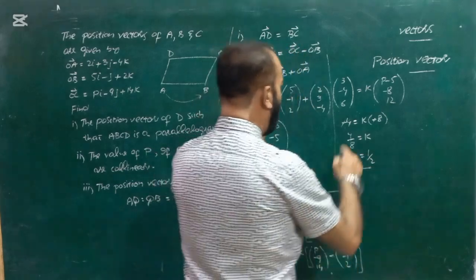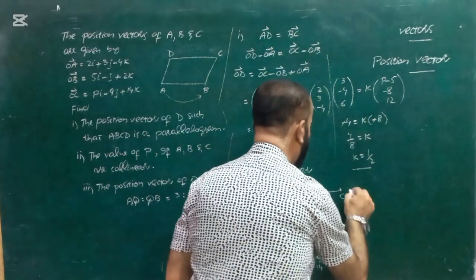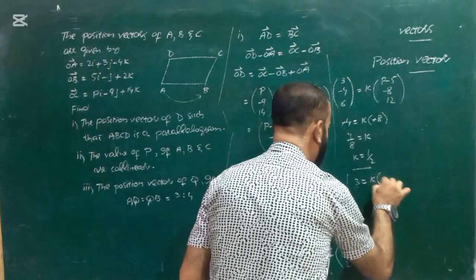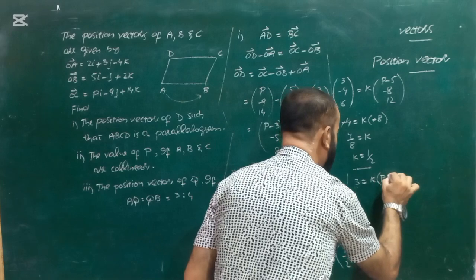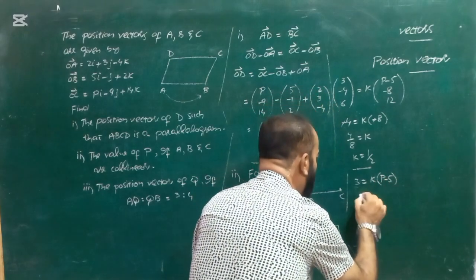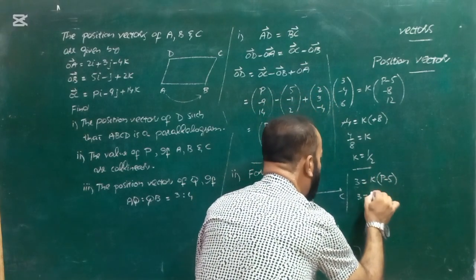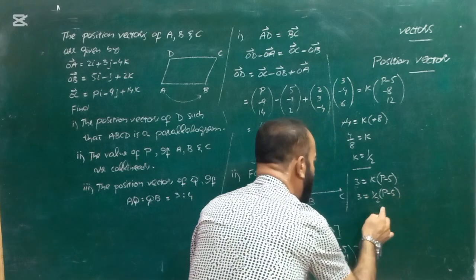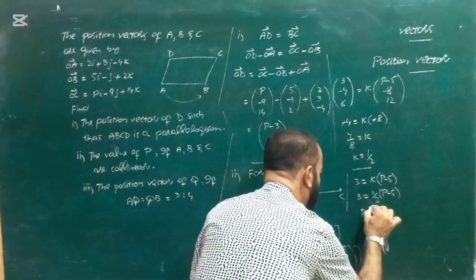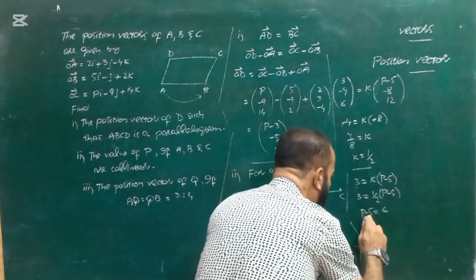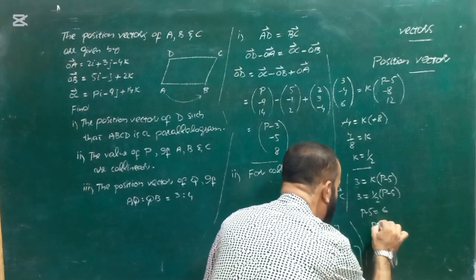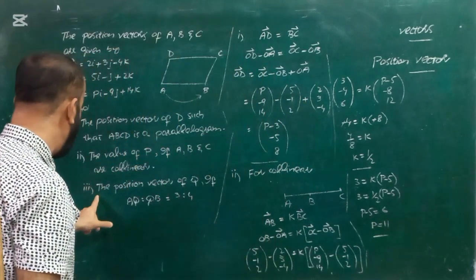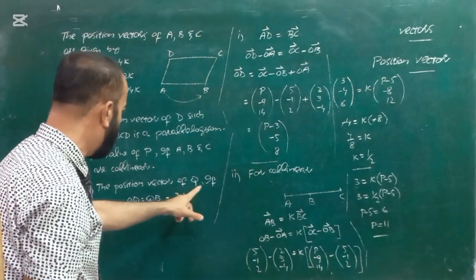Okay, now taking the first value, so 3 is equal to k times of p minus 5. So putting values here, 3 equal to k is 1 by 2 into p minus 5 is still there. So p minus 5 will be equal to 6. And from here minus 5 will go to the right side and p will be equal to 11. So second part done.